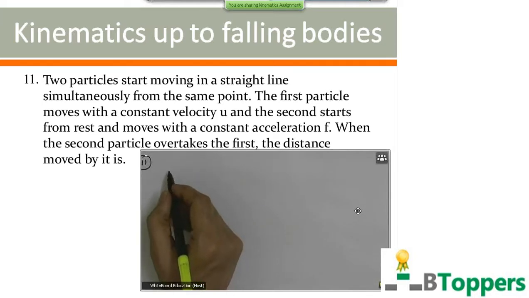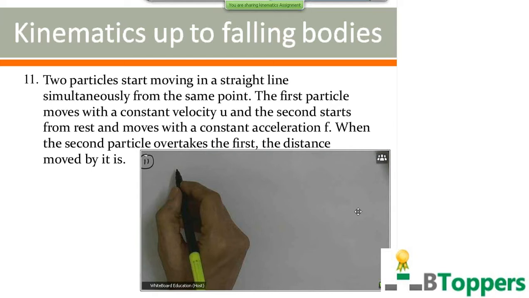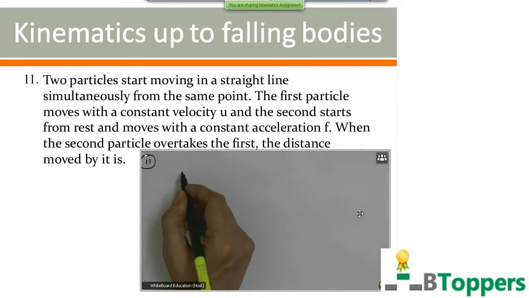See the next question, question number 11. Two particles start moving in a straight line simultaneously from the same point. The first particle moves with a constant velocity u, and the second starts from rest and moves with constant acceleration f. Then the second particle overtakes the first. The distance moved by it is.